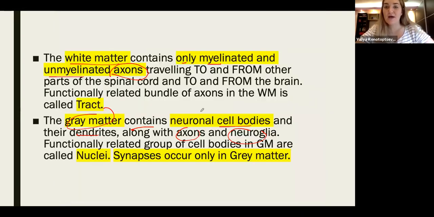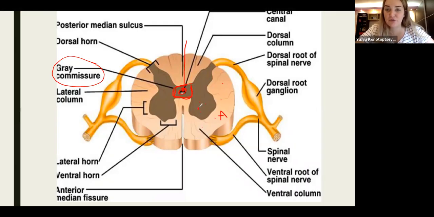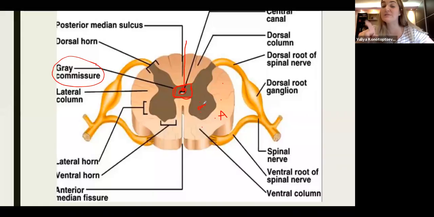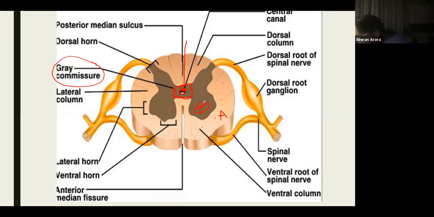How do we call a bunch of functionally related cell bodies together? Motor nucleus. Very good. We call it nucleus. Ganglion is in the peripheral nervous system, but the spinal cord is the central nervous system, so you will call it a nucleus. So where are the nuclei located in the spinal cord? In the gray or in the white matter? Gray. In the gray, because that's where the cell bodies are.